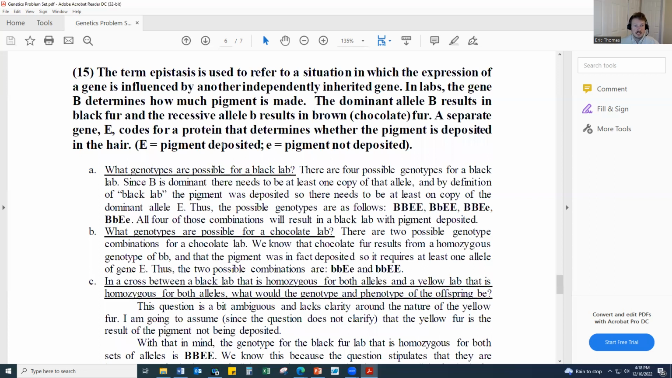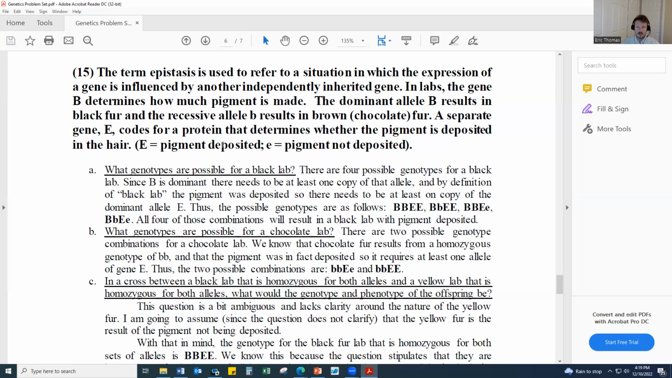The term epistasis is used to refer to a situation in which the expression of a gene is influenced by another independently inherited gene. In labs, the gene B, capital B, determines how much pigment is made. The dominant allele B results in black fur, and the recessive allele b results in brown, i.e. chocolate fur. Separate gene E codes for a protein that determines whether the pigment is deposited in the hair or not. Pigment deposited is dominant, so capital E, and lowercase e is recessive, and that means the pigment is not deposited. So question A, what genotypes are possible for a black lab?